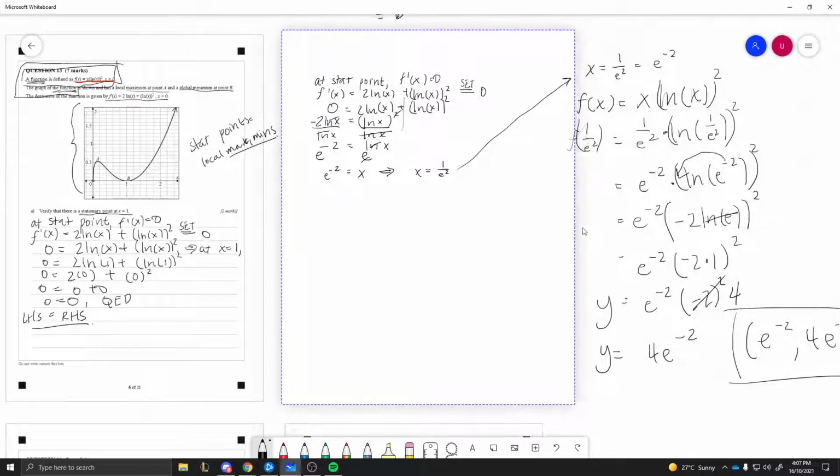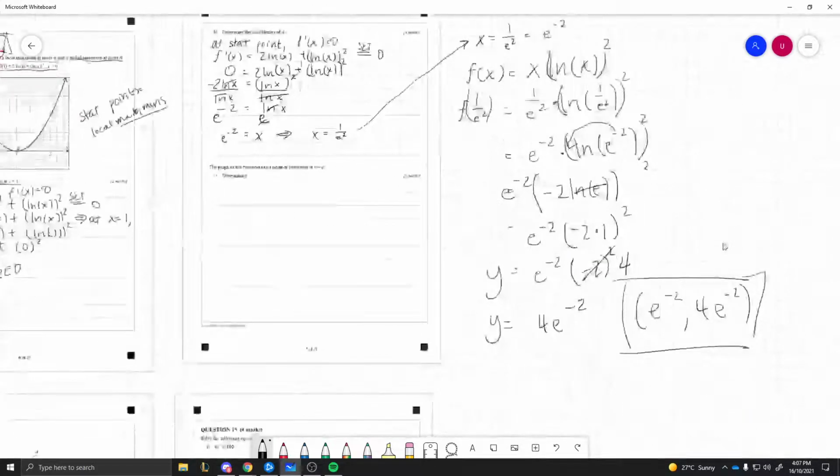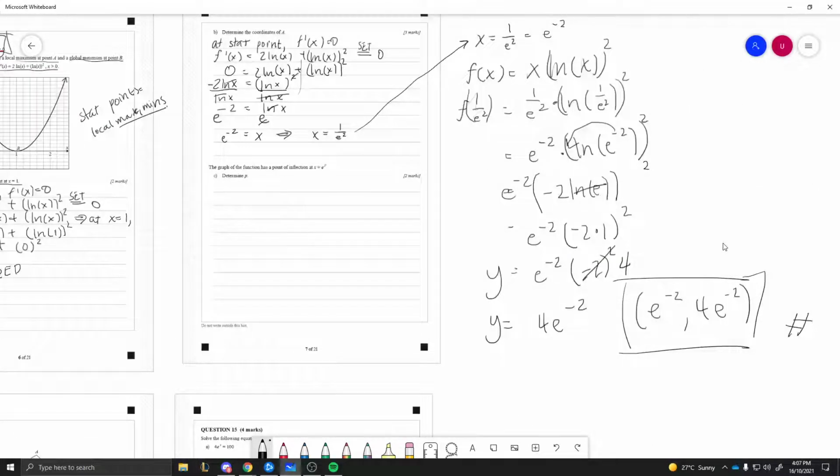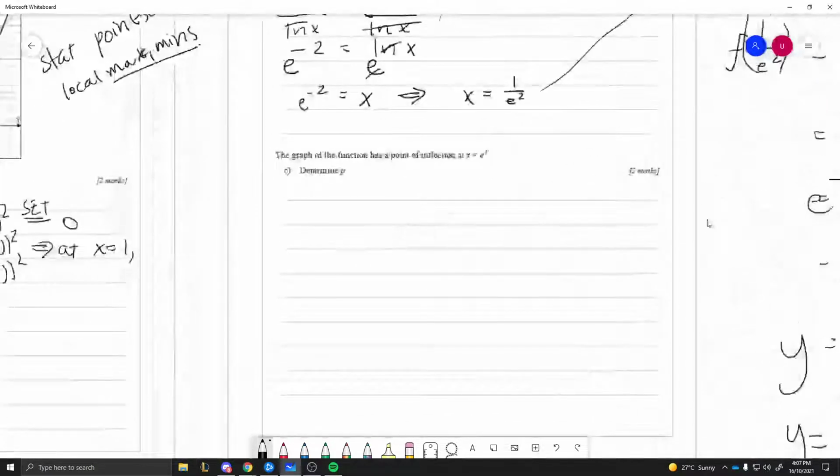But that's really the answer to the question. I couldn't figure it out in maths because I think I did something wrong in the working out. Now this part: the graph of the function has the point of inflection at x equals e to the p.